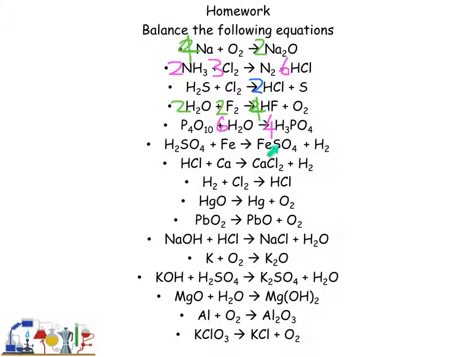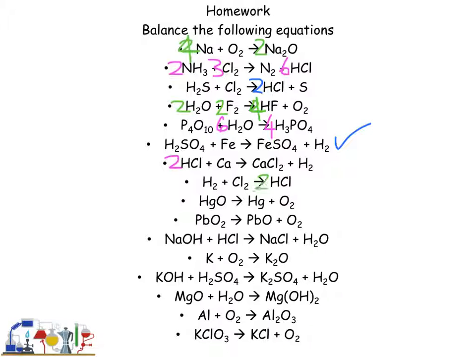1 sulfur on the left, 1 sulfur on the right. 4 oxygens on the left, 4 oxygens on the right. 1 iron on the left, 1 iron on the right. Yay! 1 hydrogen on the left, 2 hydrogens on the right. 2 hydrogens on the left, 2 hydrogens on the right. 2 chlorines on the left, 2 chlorines on the right. 1 calcium on the left, 1 calcium on the right. Yay! Then we have got 2 hydrogens on the left, 1 hydrogen on the right.